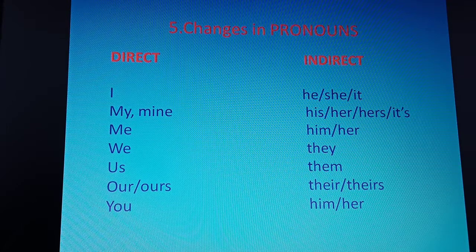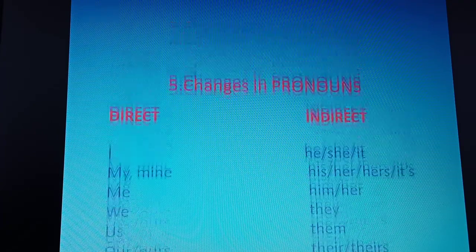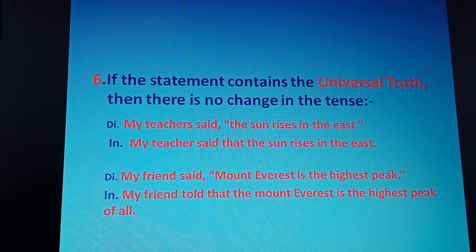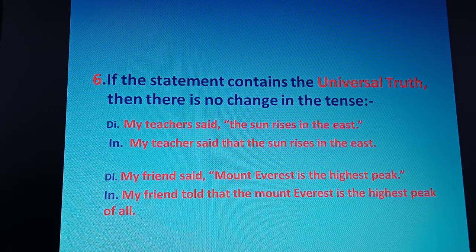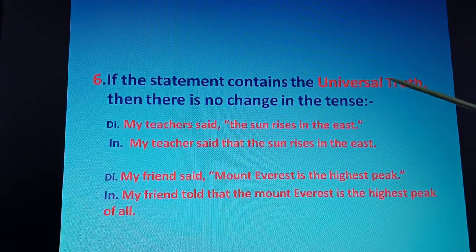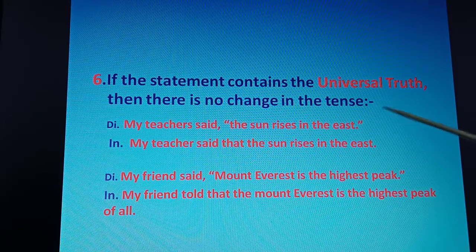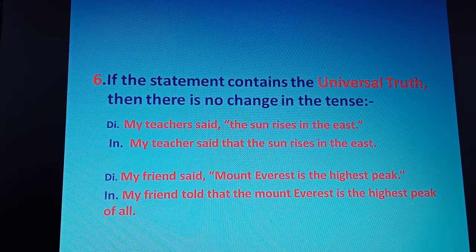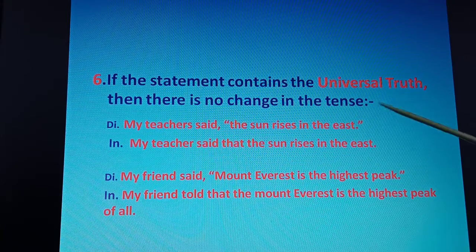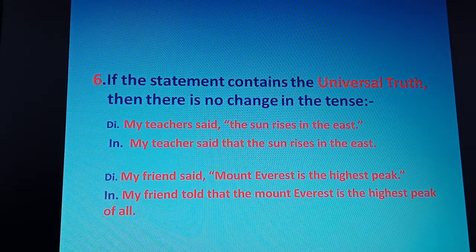All these words have come already in the examples and still it will come. That time I will tell you. The sixth rule is, if the statement contains the universal truth, there is no change in the tense. Tense will not change. Of course, the comma, inverted comma, the conjunctions will change. It will be added, but the tense will not change. Clear?